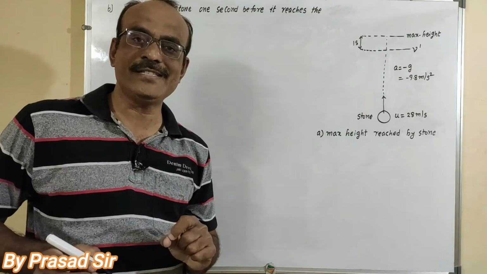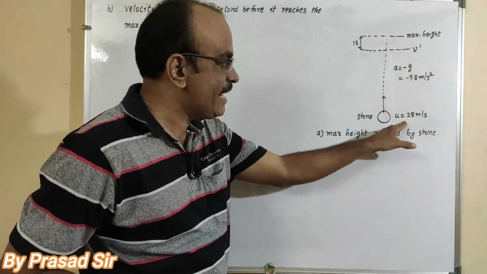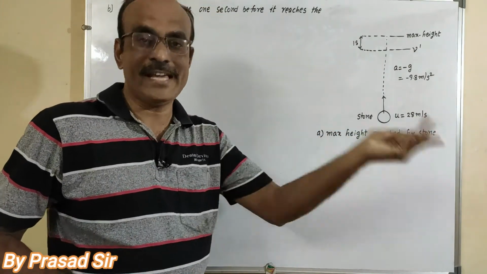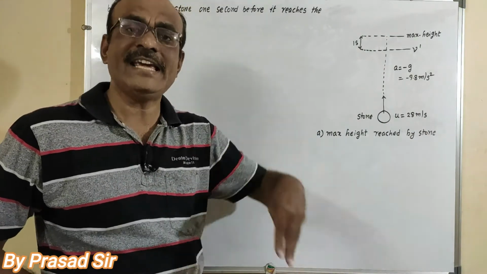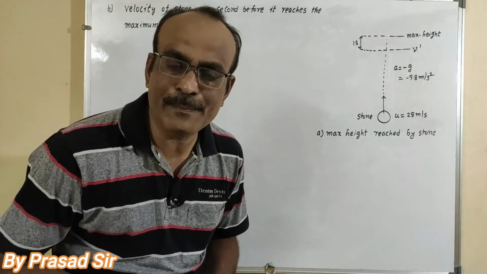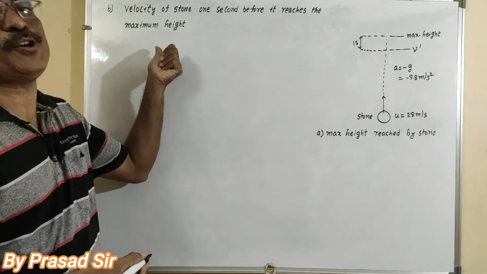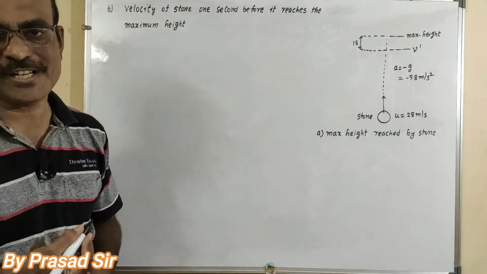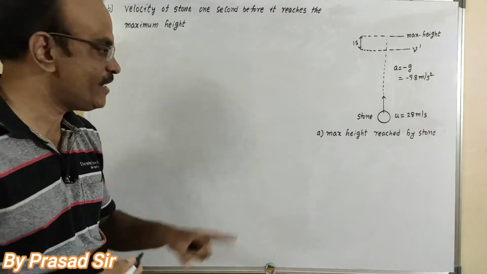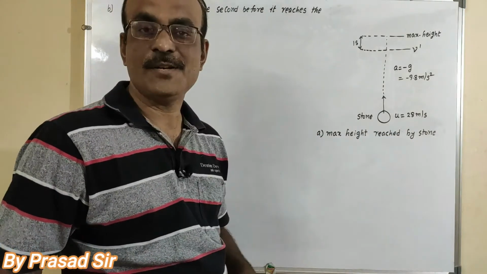Then afterwards, if the initial velocity is greater than 28, that is 40, 80, 60, 90, whatever it may be, does the answer to option B change or not? So that is the question given. First of all, we want to answer A, the maximum height reached by the stone.